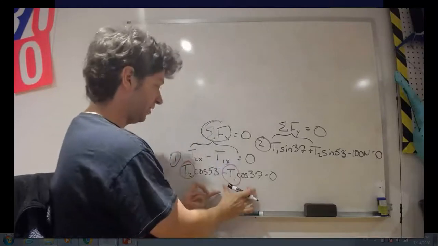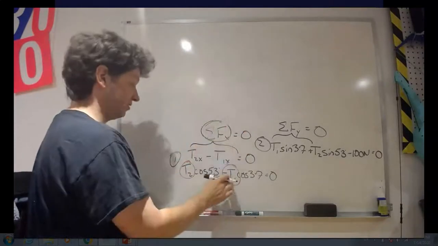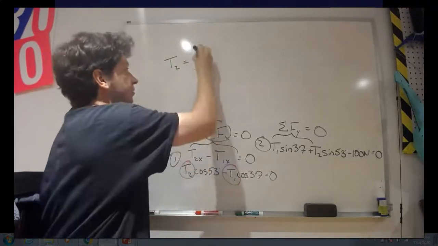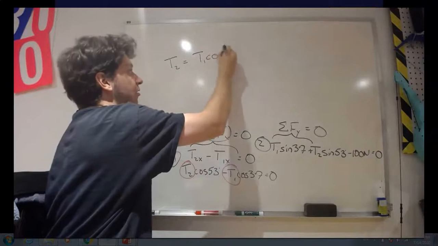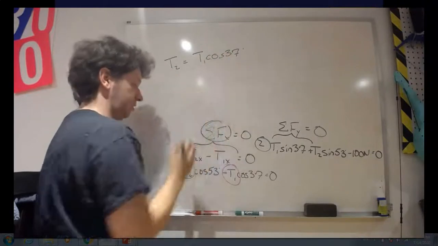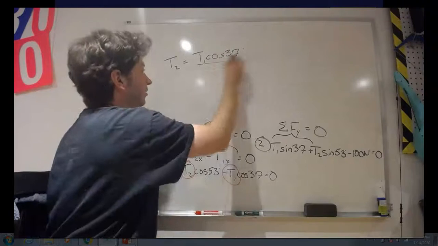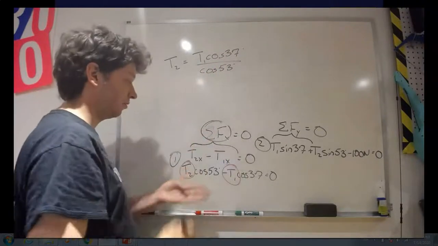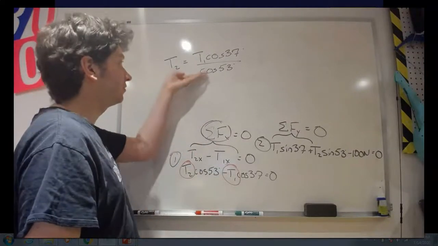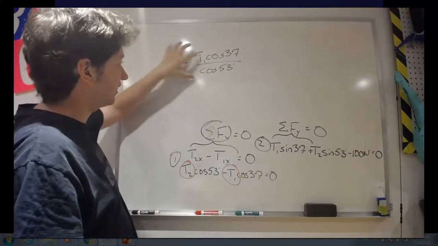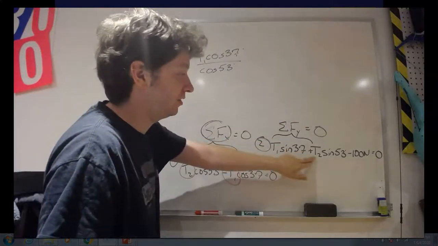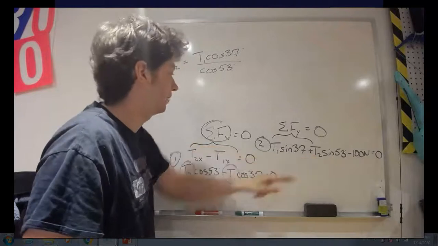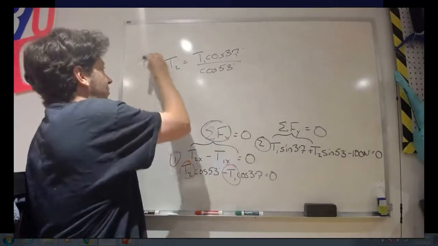If you like, we can rearrange this one. Let's do that. We can solve for, say, t2. Rearranging for t2, we get t1 cos 37 divided by the cos of 53. All right, we rearranged equation 1 for t2. Now we can take this and substitute it into this equation for t2. And then we'll just have one equation with one unknown. So let's do that. So this is from equation 1.